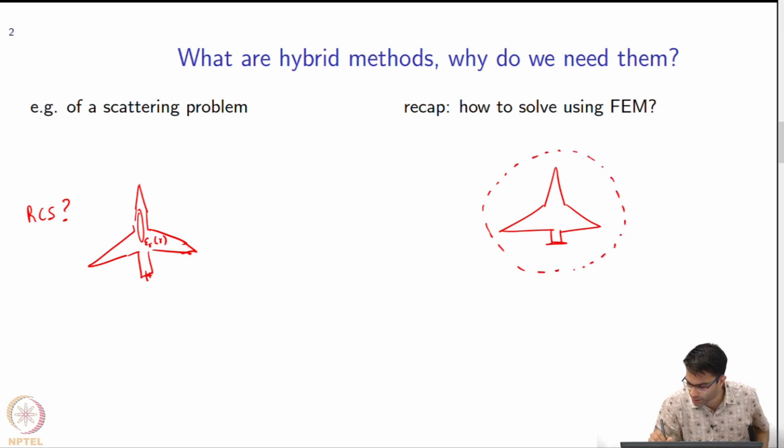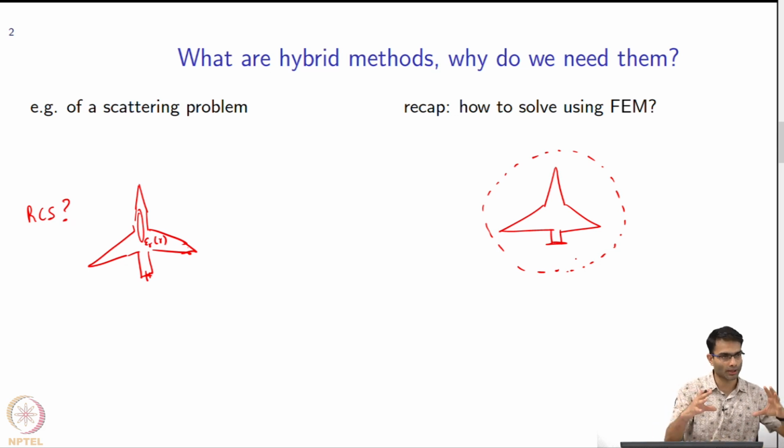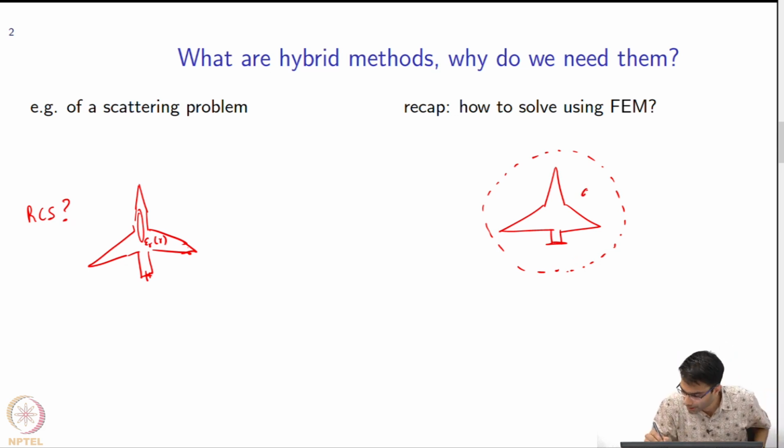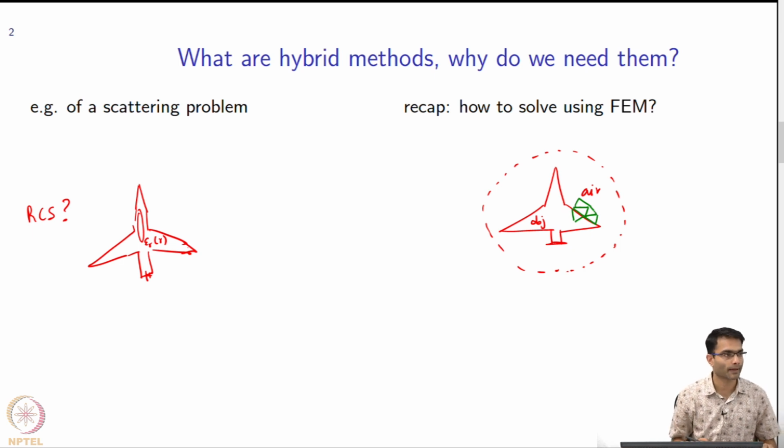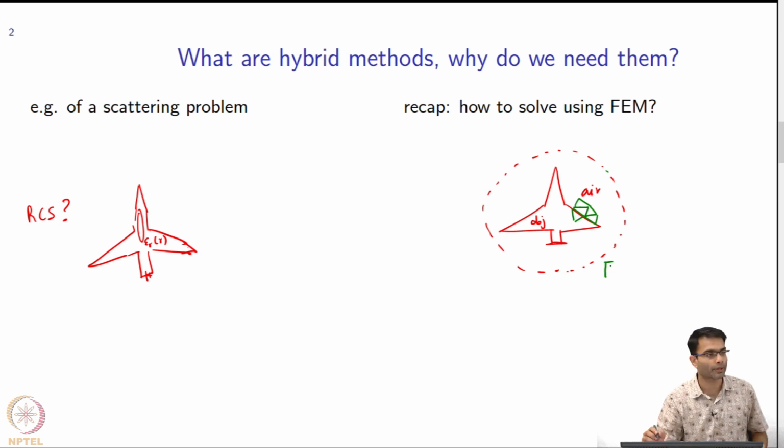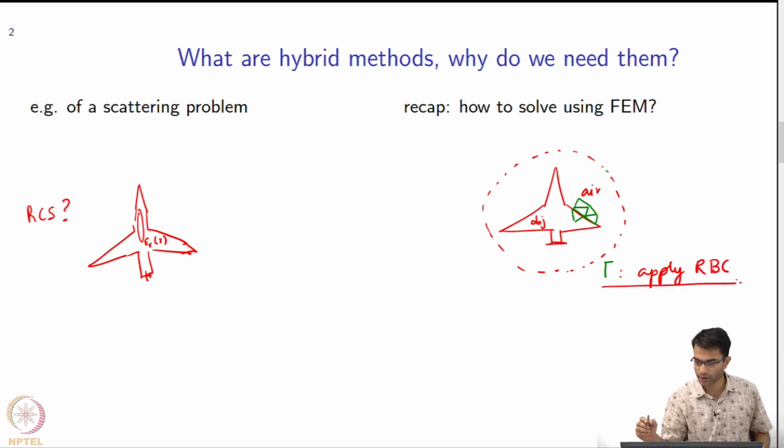Just for simplicity I am showing it like a circle, but it can conform to the shape of the thing. So this is air, this is the object, and now this whole domain has to be fractured into triangles, in the case of finite element. And this is how I solve it. This is the outermost boundary on which I apply RBC, and this gives me a sparse system.